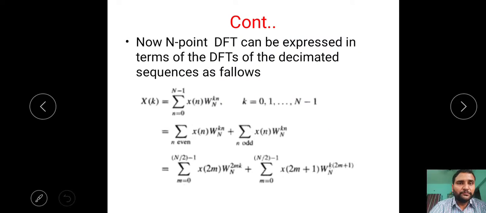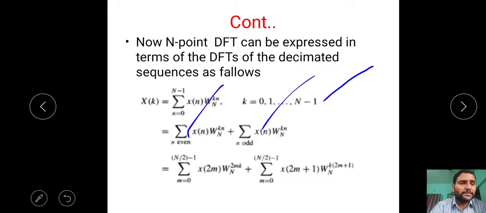Next, the N-point DFT can be expressed in terms of DFTs of decimated sequences. That means this is the general N-point DFT equation, X of k equal to summation n equal to 0 to N minus 1 x of n W_N^{nk}. We know that. Now we divide that equation into two parts. One is for odd, another one is for even. For odd, how can we represent it? Odd means the total length must be divided by 2.